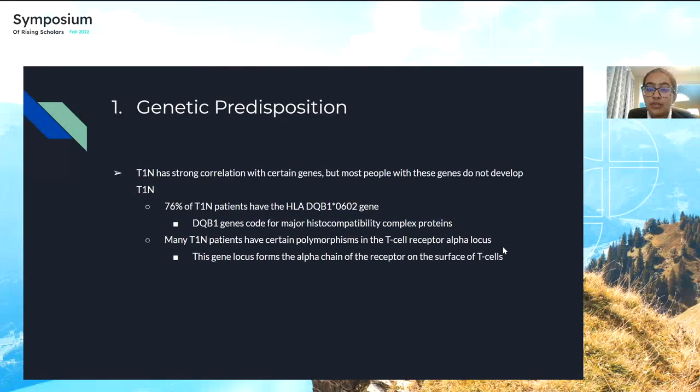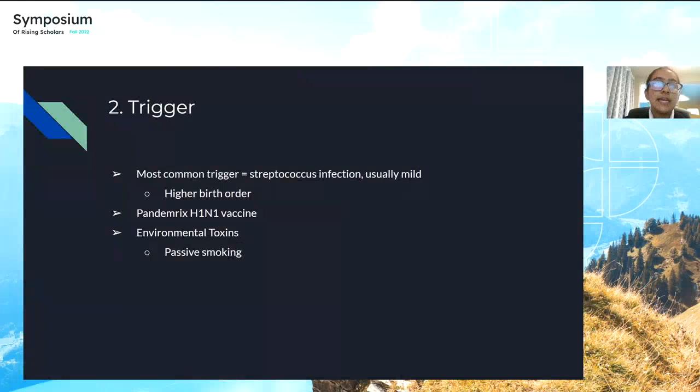The other gene commonly linked to T1N is the T cell receptor alpha locus, which codes for the alpha chain of the receptor that can identify antigens on the surface of T cells. Obviously, the presence of these genes is observed in a much wider demographic, and so for this reason, researchers are still not entirely sure on all the factors which may determine the significant hypocretin neuron death that is observed in T1N patients.